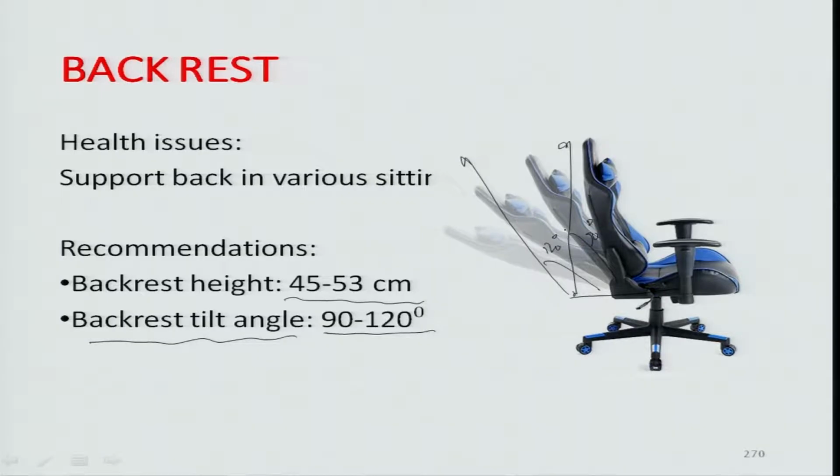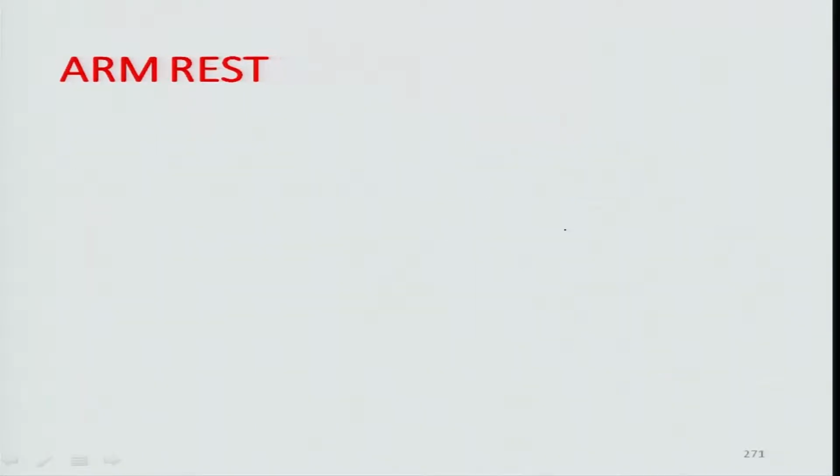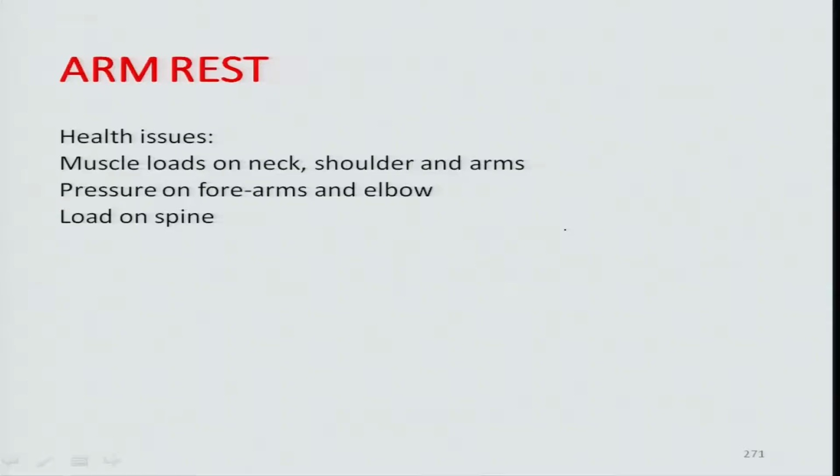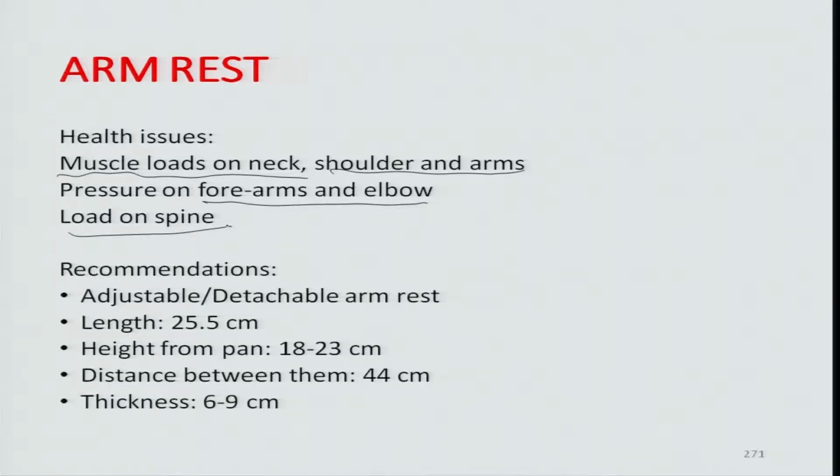There are also similar kinds of health issues and guidelines associated with the armrest design. If the armrests are not properly designed, it will generate additional muscular loads on neck, shoulder and arms, particularly forearms and elbows, and also put a load on the spine, which is definitely a very serious matter. Therefore there have to be some recommendations for the armrest. Typically the recommendations made by all these standard organizations are attachable, detachable armrests. A lot of study has gone into all this in order to make these recommendations, which come up by the different standard organizations.